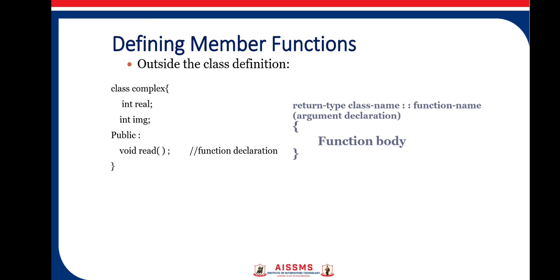Then the scope resolution operator, then the function name, that is read, and the list of arguments. Here we don't have any argument, so that list will be empty. So this is how I can define this function read outside of the class by using the syntax which is shown: return type void, class name complex, scope resolution operator, function name read, and the list of arguments, there is no argument, so it is empty. So this is how I can define the function outside the class.